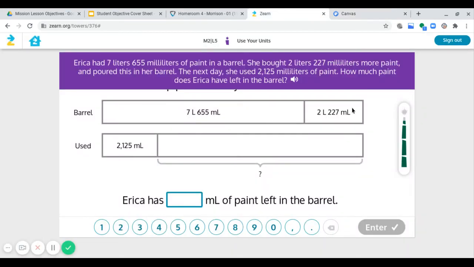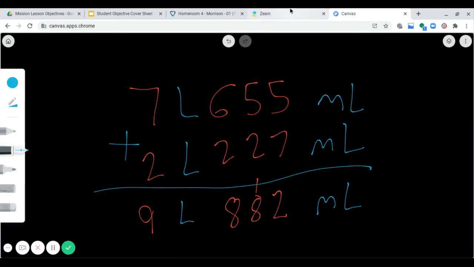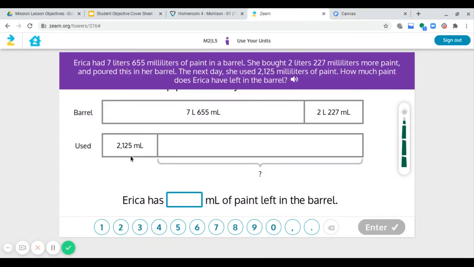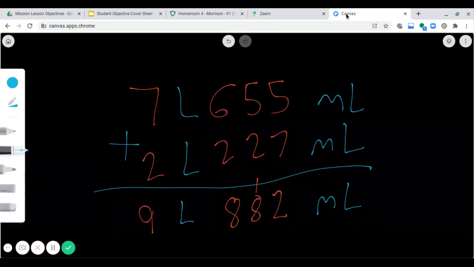So I know that those two together again are 9 liters and 882 milliliters. And I know the part that she dumped out of there, that she poured out, and I need to figure out then how much was left. So if I know that she poured out that much, so she took away that much, 2,125 milliliters, what do we need to do? I'm listening. I just heard you said subtract, right? You said, yes, we need to subtract. And that's exactly what we're going to do. So we need to subtract the 2,125 milliliters from this 9 liters, 882 milliliters.